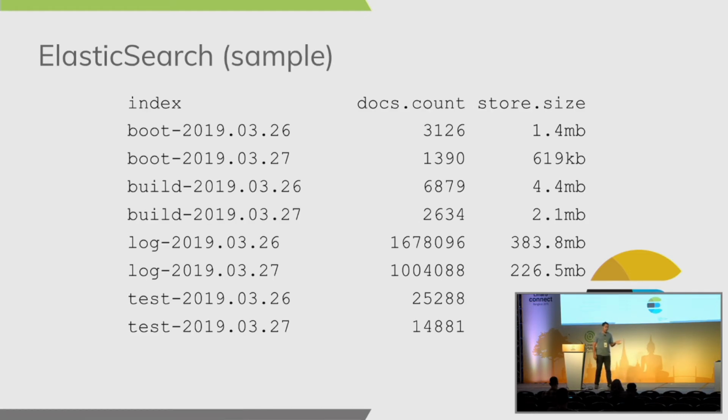This is how the Elasticsearch output looks. This is the basic thing. We have the boot index, and the boot is made of the year, month, and day. And on the far right side is the size of the index. So you can see that the logs and the tests are the larger indexes, and the builds and the boots are very tiny.